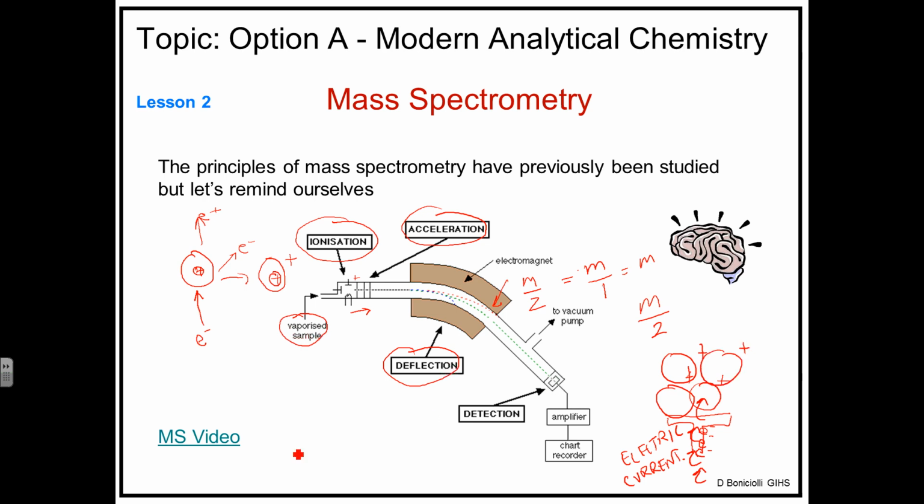So in the end, we end up with a graph that shows the number of particles that hit, and the height of the column is an indication of how many particles hit. The different particles have a different mass charge ratio, and the heavier particles obviously are further to the right. So we end up with this graph called a mass spectrum.